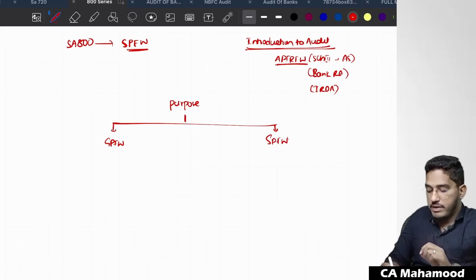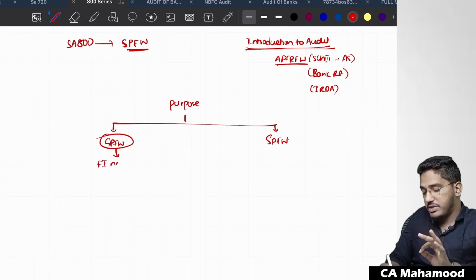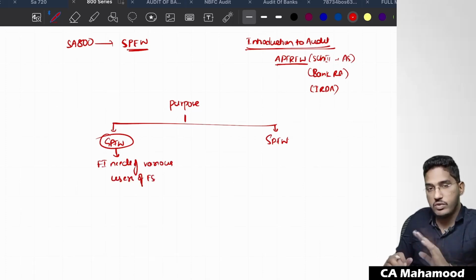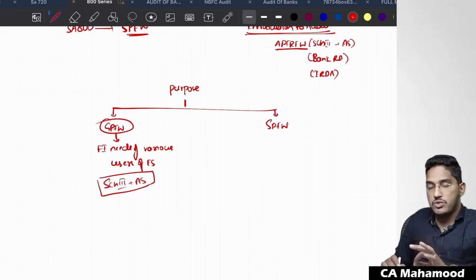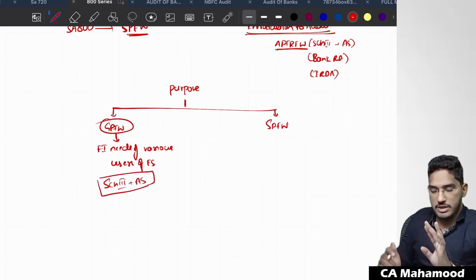Sir, what is general purpose framework? General purpose framework refers to such a framework which fulfills the financial information needs of various users of the financial statements simultaneously. That framework we are going to call general purpose framework. Like for example, if you prepare the financial statements as per Schedule 3 and accounting standards, it will fulfill the requirements of multiple users simultaneously.